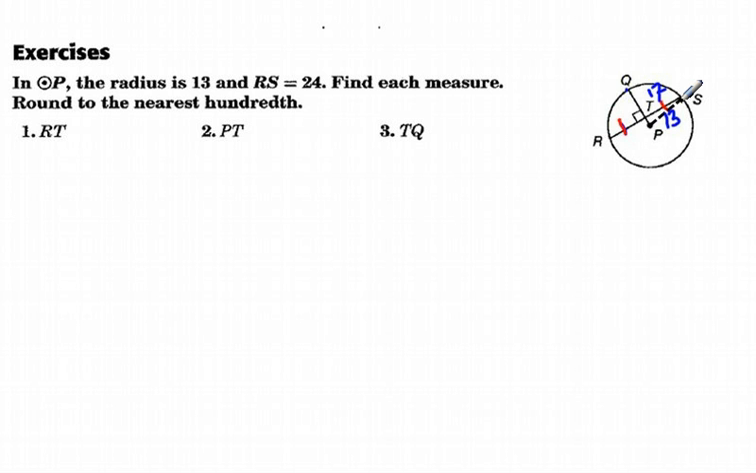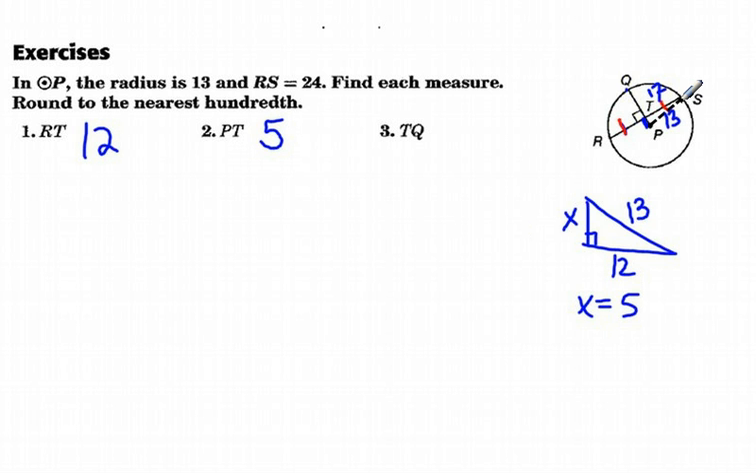So they asked what RT is. I'm going to start with that. That has to be half of RS, so that's going to be 12. They want me to find TP, which is just this little piece right here. Well, if you notice, you've got a right triangle drawn. The radius in your right triangle is going to end up being your hypotenuse in your right triangle. And so I need to find what x is. So I'm going to use Pythagorean theorem, and x ends up being 5, which is PT.